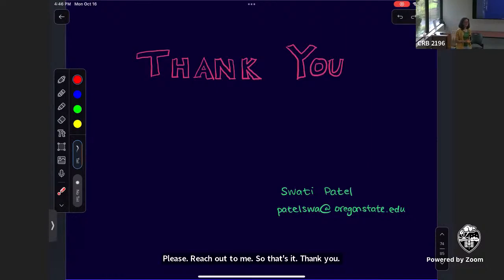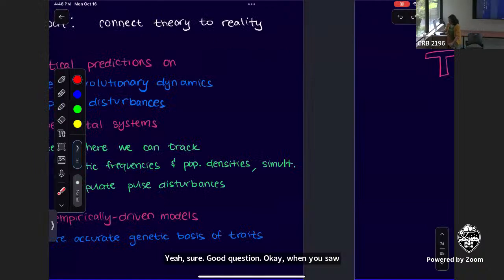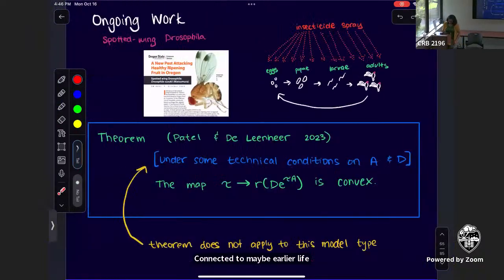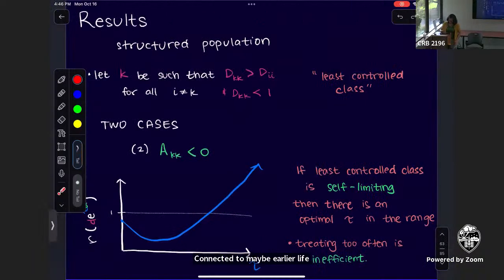Yeah, Cheyenne. Quick question on the results for the components. When you saw that dip in the spectral radius, was that connected to maybe earlier life stages? If you target those egg or larval stages, you have a better impact of treatment.